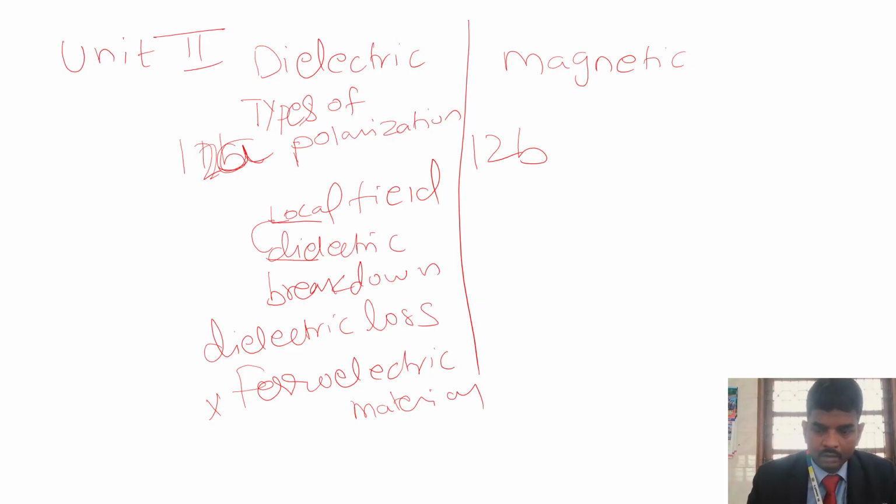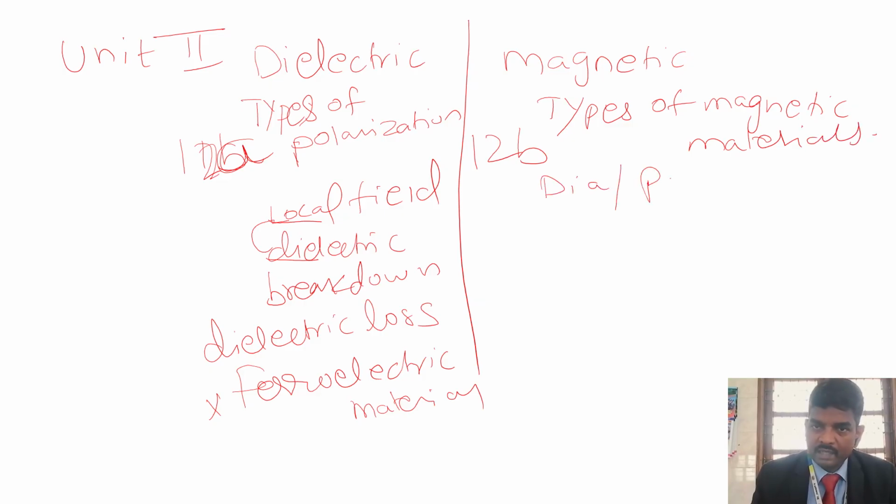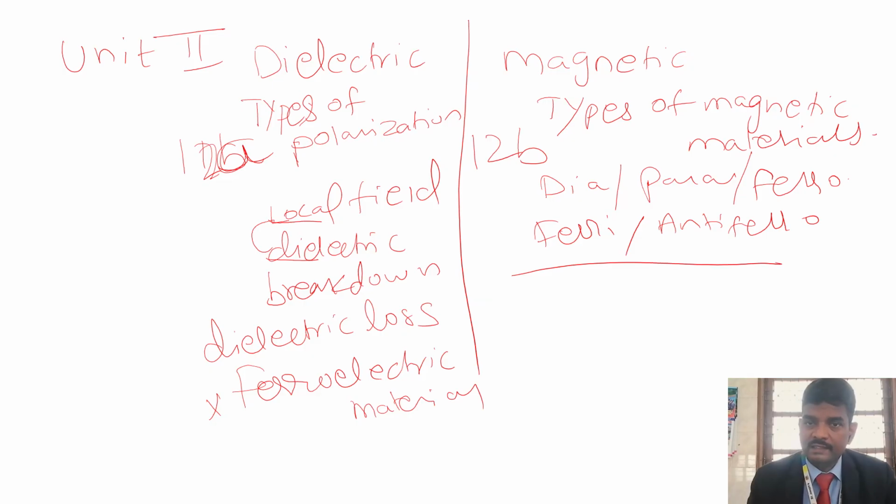In 12B, it is magnetic materials, right? Under magnetic materials, what are the topics? For example, the first one being types of magnetic materials, like diamagnet, paramagnet, ferromagnet, ferrimagnetic materials, and antiferromagnetic materials. These you can briefly discuss.